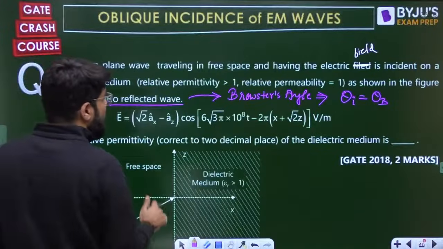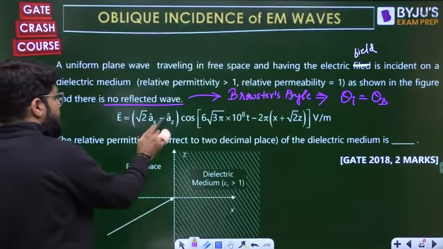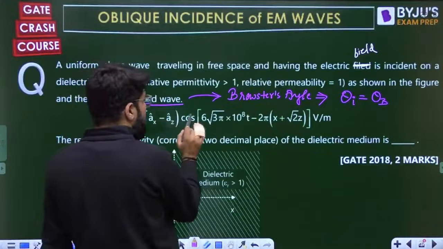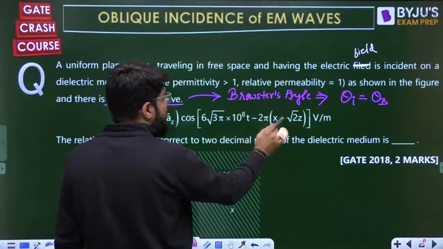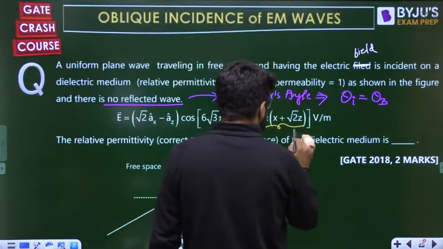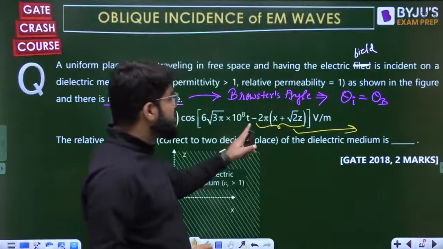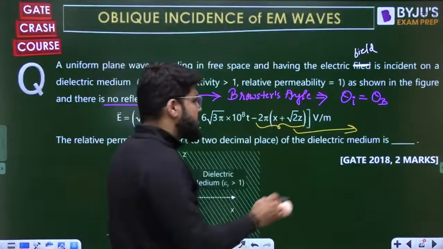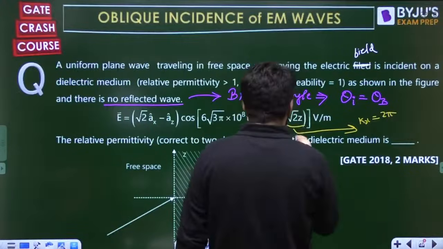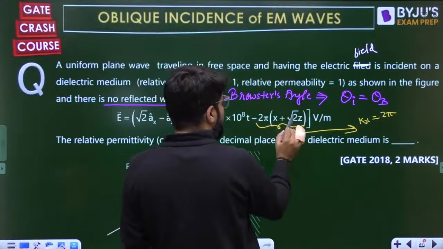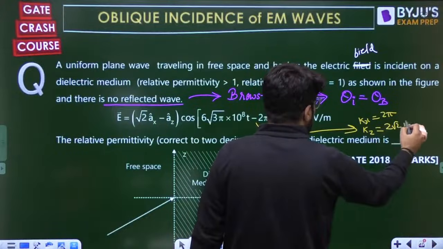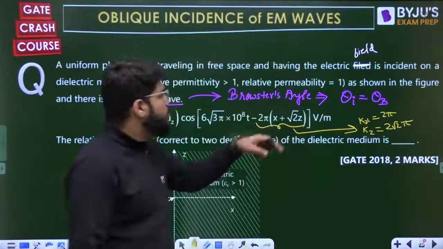Given this E, what is this? Some amplitude, root 2 ax minus az direction also comes in here, cos of omega t minus 2 pi x plus root 2 z. Let's solve it from here. What is this? Omega t minus kx into x. What is the kx? It is 2 pi. Minus kz, 2 root 2 pi z, 2 pi into root 2.